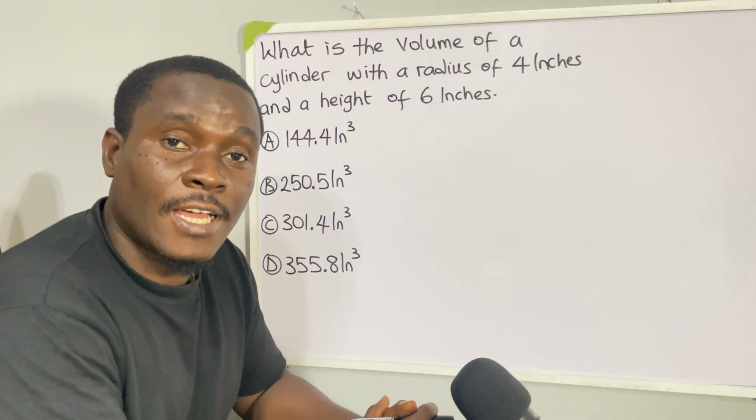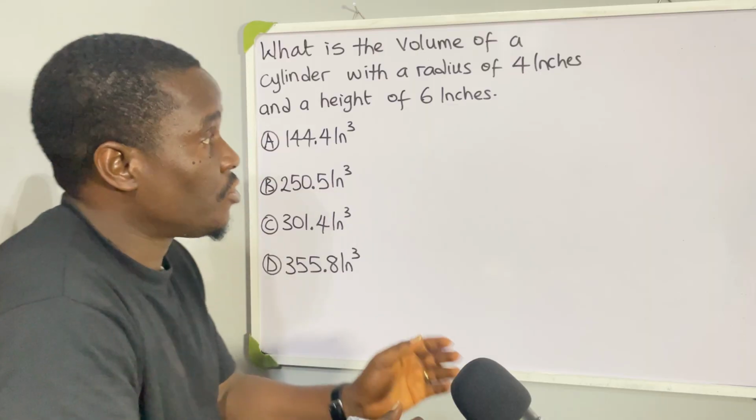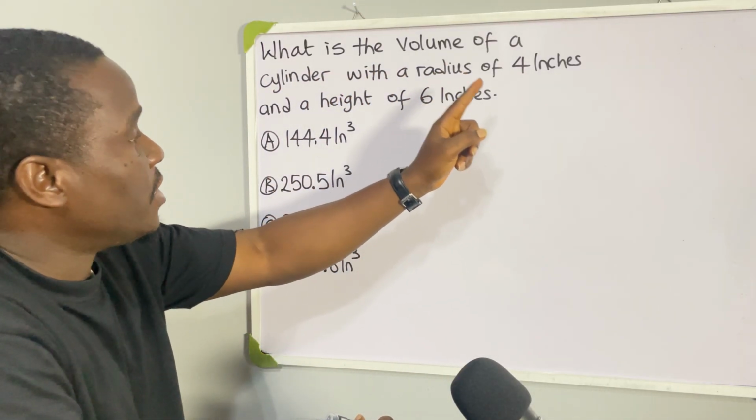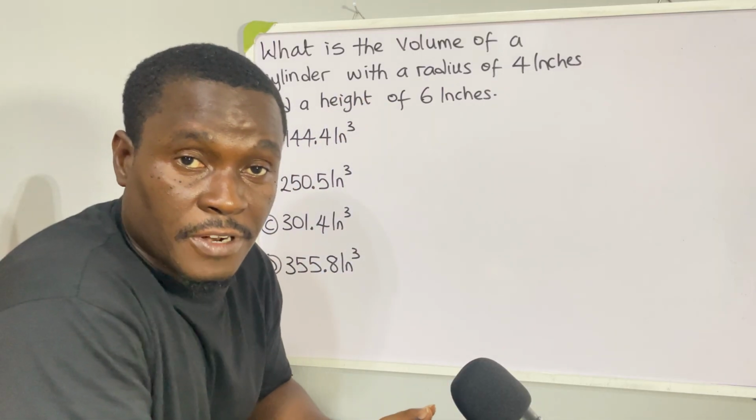Hi guys, let's look at this ASVAB tutorial video lesson on volume of a cylinder. The question says, what is the volume of a cylinder with a radius of 4 inches and a height of 6 inches? This is a very simple question.